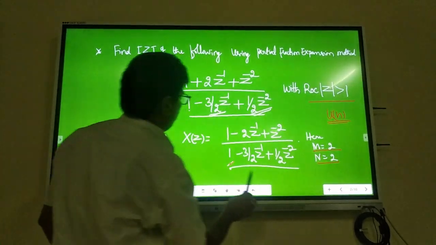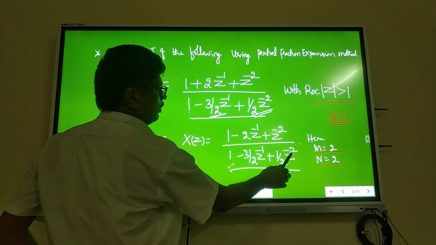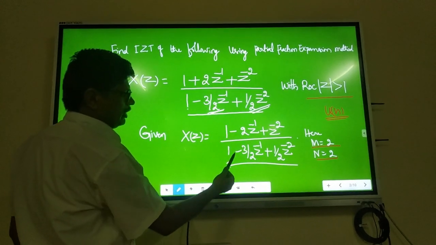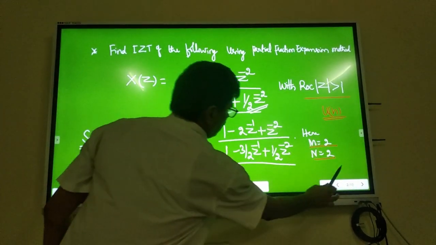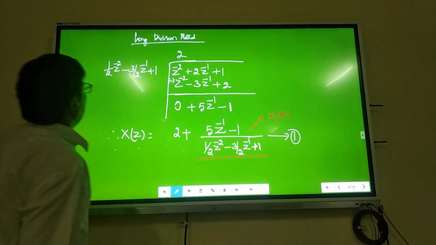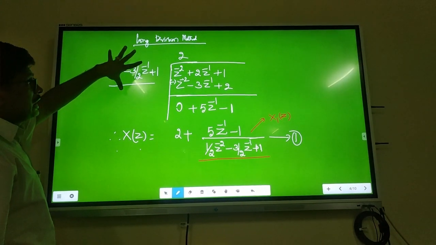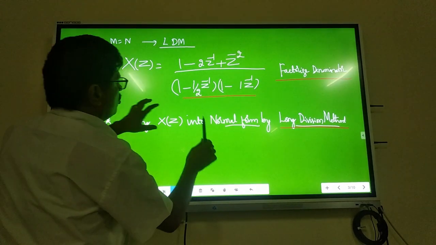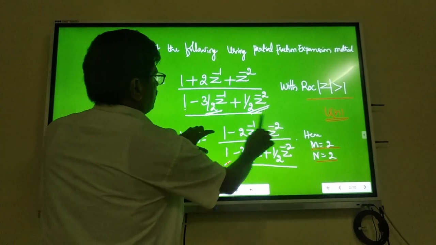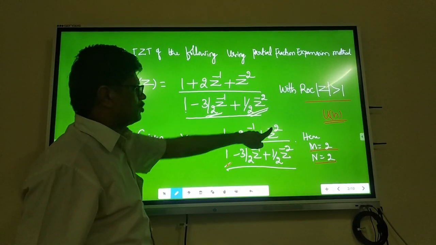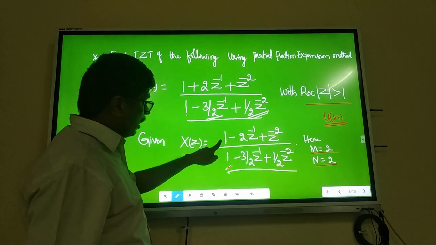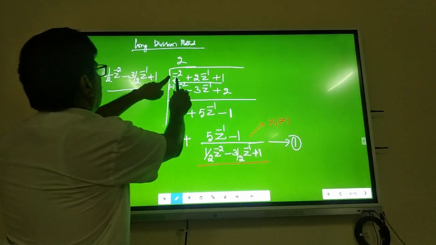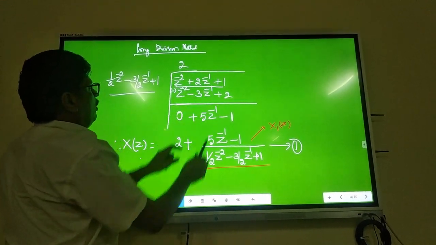See this, what is there in the denominator? This: 1 by 2 z inverse minus 2, this side I am writing, plus minus 3 by 2 z inverse plus 1. See here, this is the division. Next, you write the dividend here. What is that dividend? The numerator is the dividend. It is z power minus 2 plus 2 z inverse plus 1, my dividend.